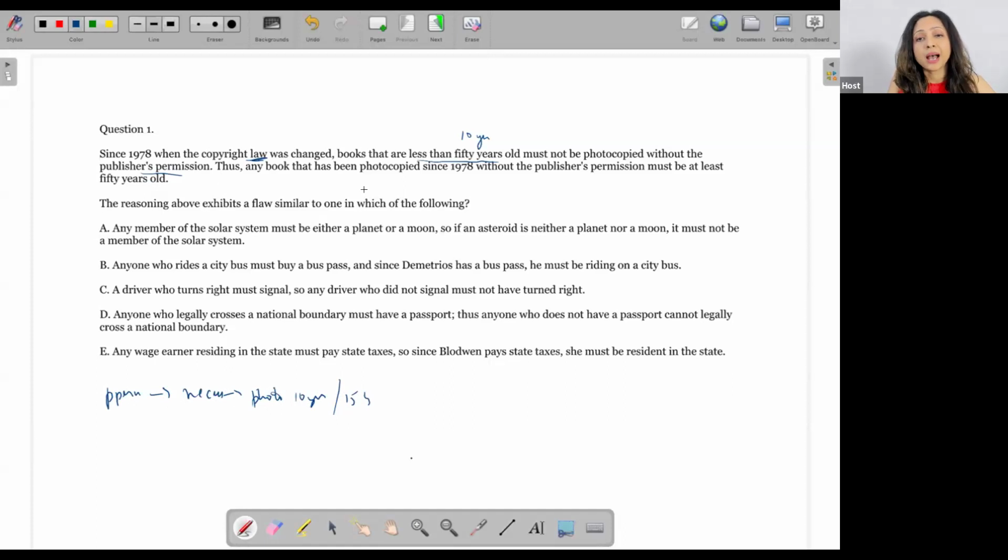Thus, any book that has been photocopied since 1978 without the publisher's permission must be at least 50 years old. So they're saying that if any book has actually been photocopied without the permission, which was a necessary condition, then the book must have been more than 50 years old. So it would have been, say, 60 years old or whatever.